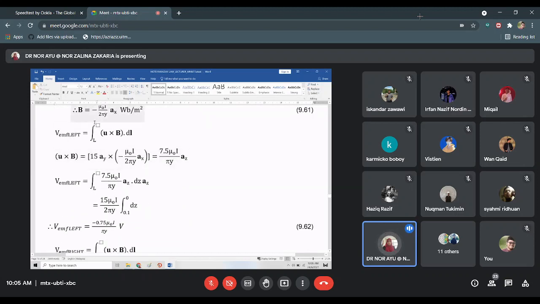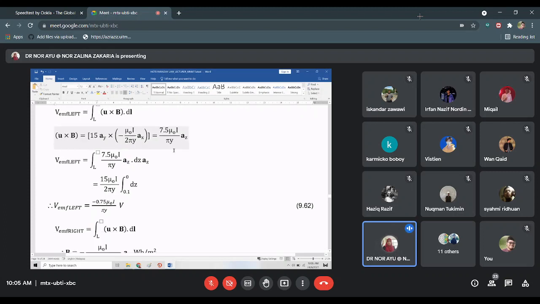Okay, so again, you have your U and you have your B. So this is your U and this is your B. So using cross product, AY cross with AX, you will get negative AZ. So because of this, we have this negative value over here. So that's why your AZ will be positive directions. All right, and then you substitute inside the equations.